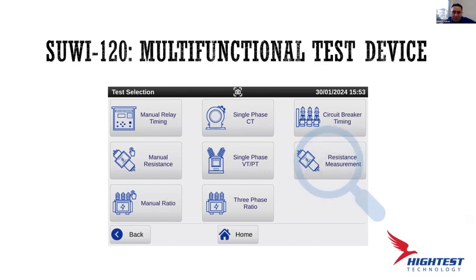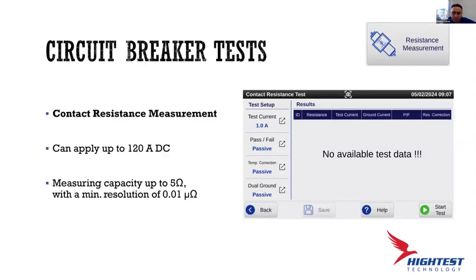Secondly, we need to test the resistance measurement of the circuit breakers. Again, you can apply up to 120 amp DC. You can choose basically any amount. The measuring capacity of the device is up to 5 ohm, with a minimum resolution of 0.001 micro ohm. You can add your test currents.